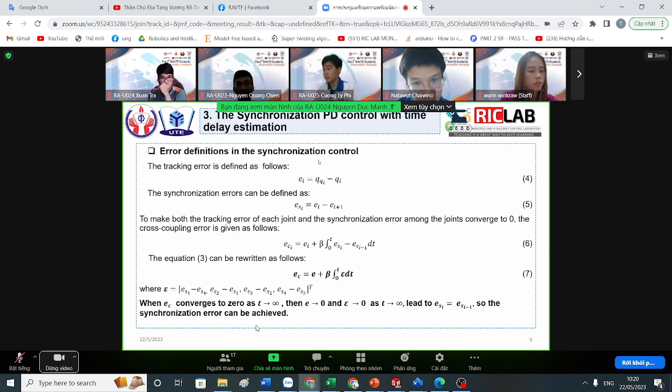The error definition in the synchronization control. The tracking error is defined as follows. The equation for the synchronization errors can be defined as equation 5. To make both the tracking errors of each chain and the synchronization errors among the chains converge to 0, the coupling error is given as follows, number 6.